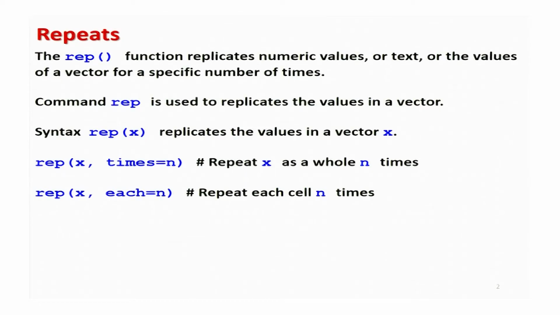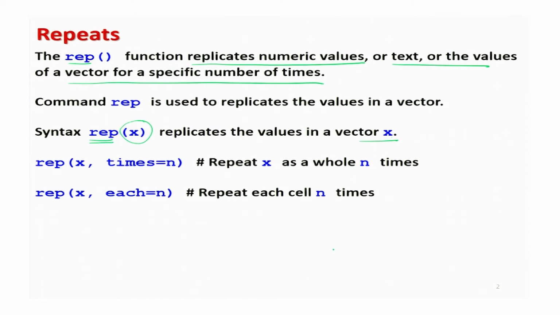So we have here a function rep. This is the short form of repeat. The rep function replicates a numeric value, text, or the values of a vector a specific number of times. Suppose you want to repeat a value 2, 5 times, or you want to repeat a sequence 3 times, and so on. The syntax is that you write rep, and within the parentheses you write the value or vector that you want to repeat. For example, if there is a vector x, just write rep and inside the parentheses x.